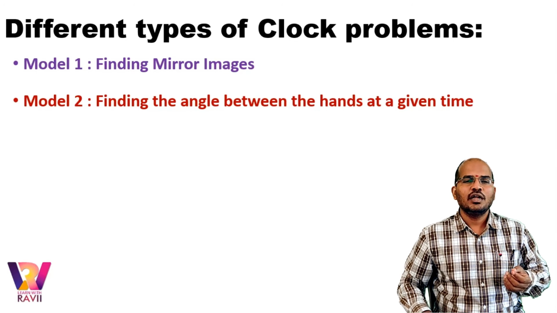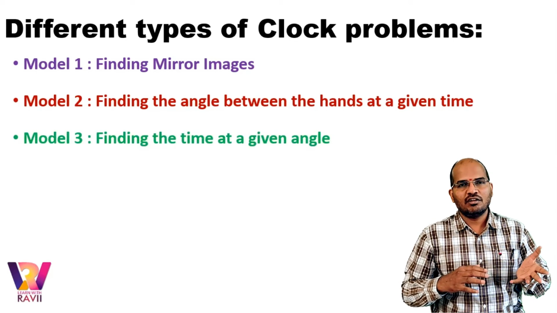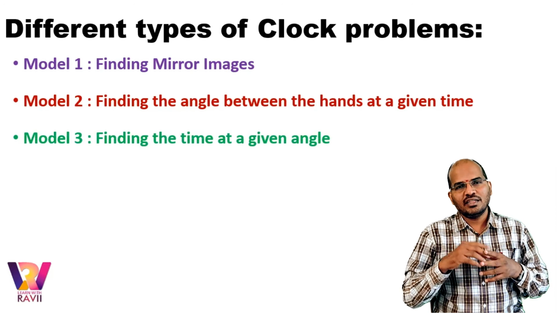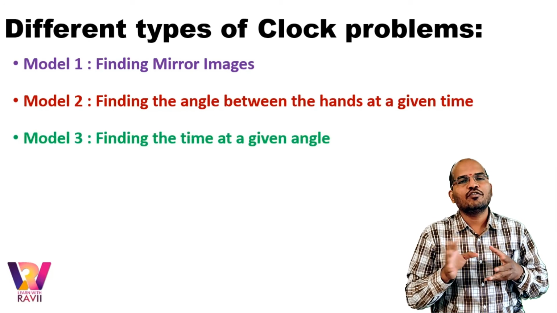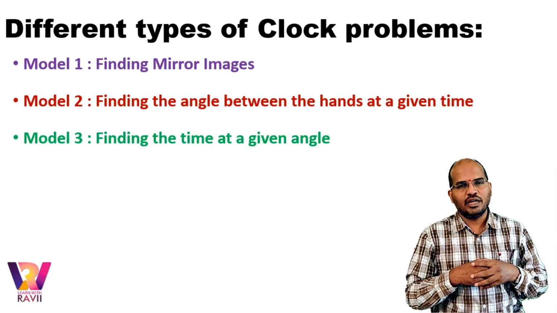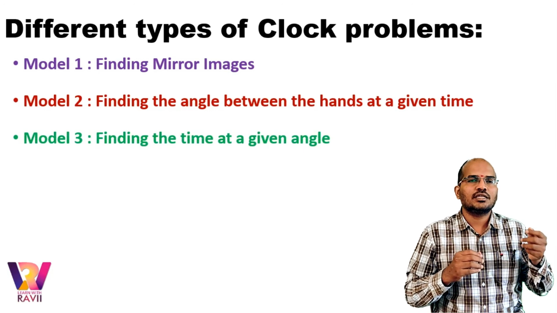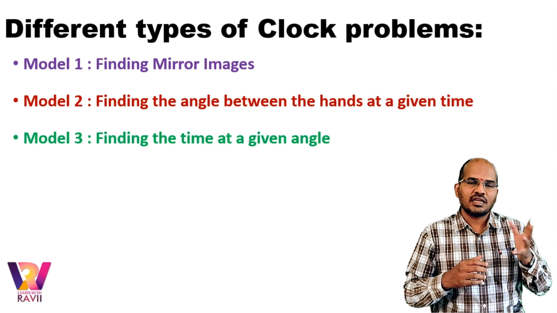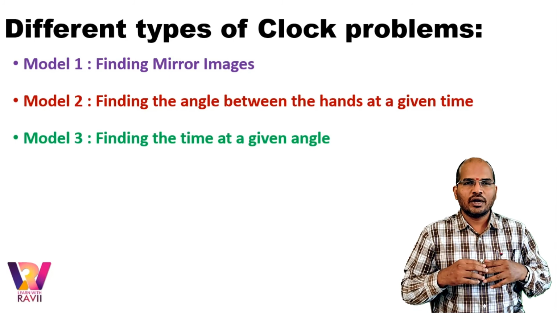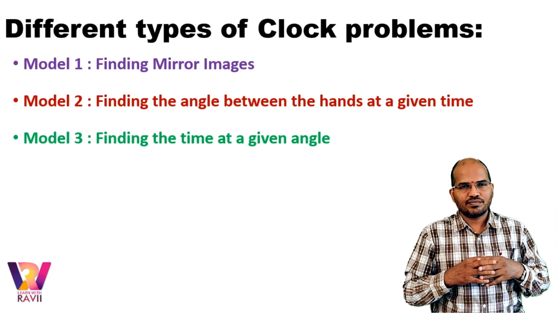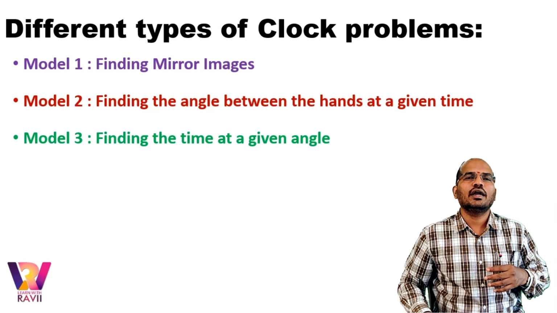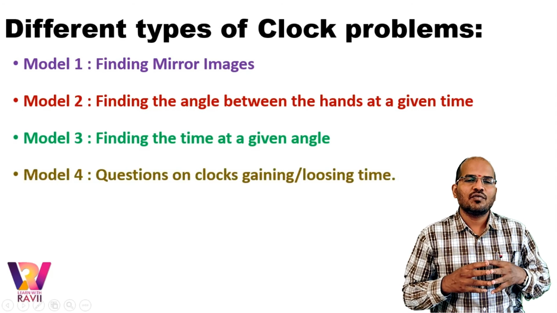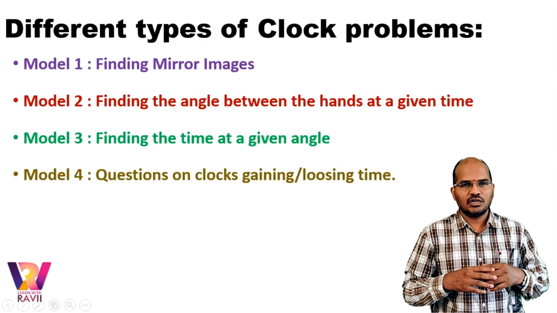And the third one is finding the time at a given angle. For example, if the angle is 90 degrees between 3 and 4, what is the exact time you can have? So if the angle is 180 degrees between 6 and 7, what is the time between 6 and 7 when the angle between the two hands is 180 degrees? Clear. Now going ahead, the fourth model is questions on clocks gaining or losing time.